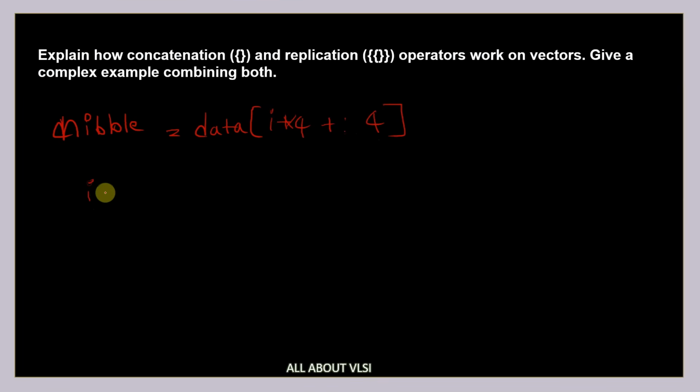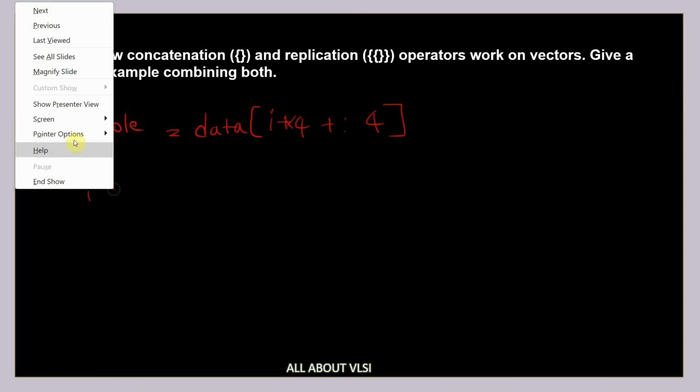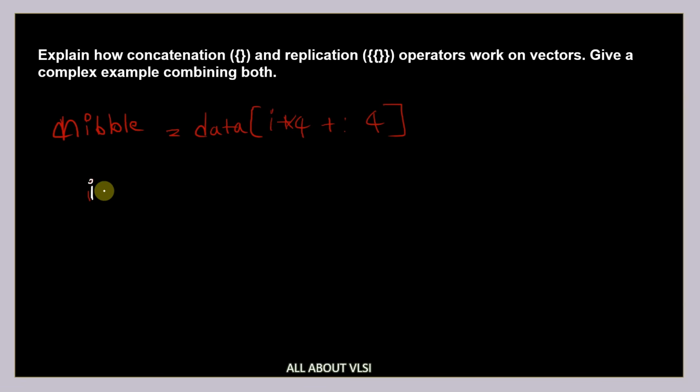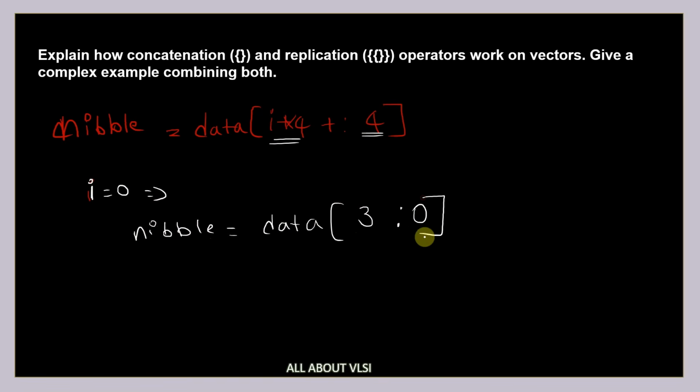So when your I value is equal to 0, that means nibble value will be equal to data of 0 into 4, which is 0. So base value is 0, colon, what is the width? 4. So 0 to 3. The compiler will evaluate this particular expression as data of 3 down to 0.